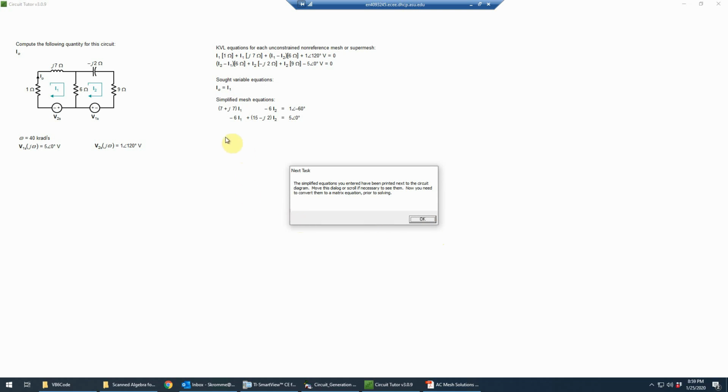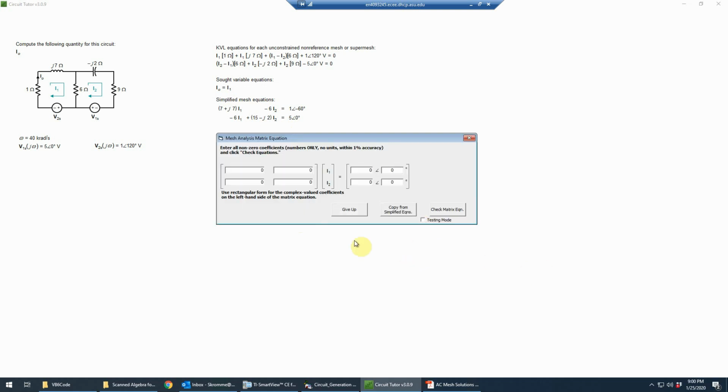Now, the simplified equations are printed here on the screen for us. The next step, even though we're probably not going to use matrix methods really, is just to show how these can be written as a matrix, just for illustration purposes. And so we're going to cast these into a matrix equation. That's actually very easy here because all you have to do is click a single button and it'll copy those coefficients for you. I mean, you could retype them if you wanted, but it's easier just to press the button. And again, these are still shown in the same form as they were here.